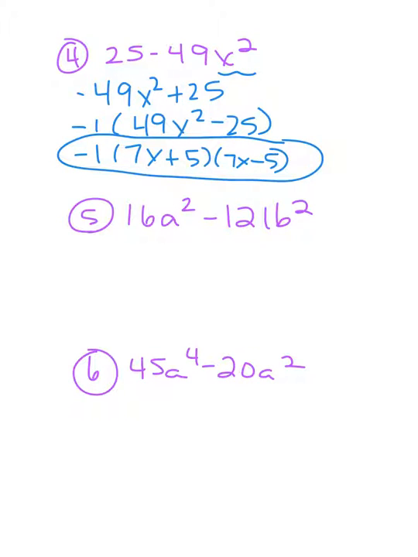In number 5, I don't have a greatest common factor, but I notice that 16a squared is a perfect square, and so is 121b squared. I have different variables, but a squared and b squared are both perfect squares, so I'm okay.